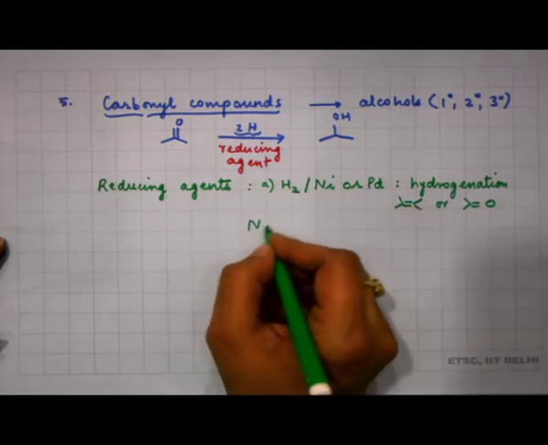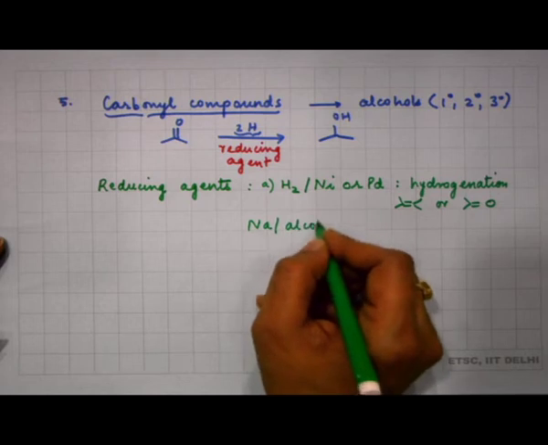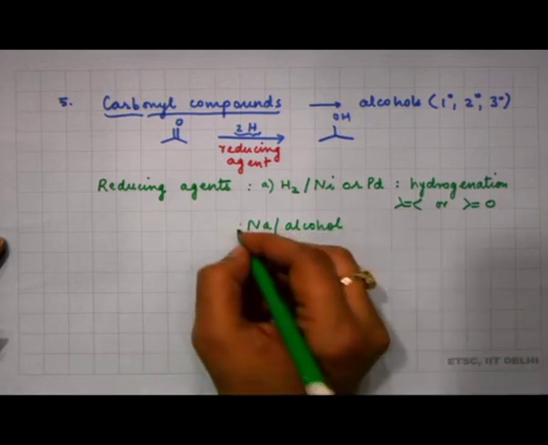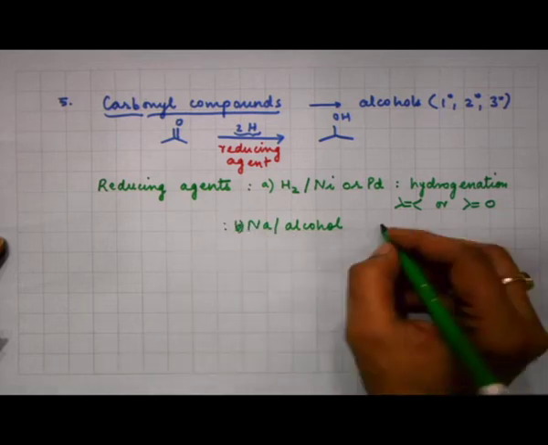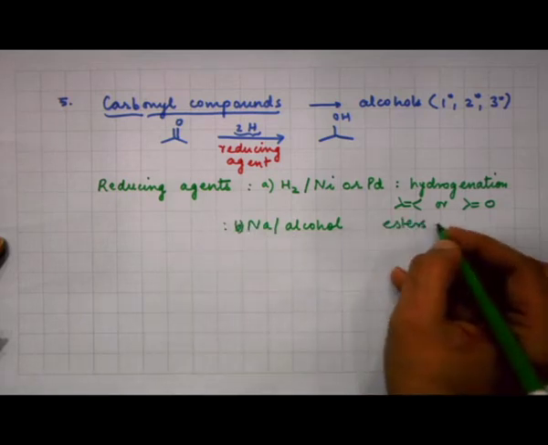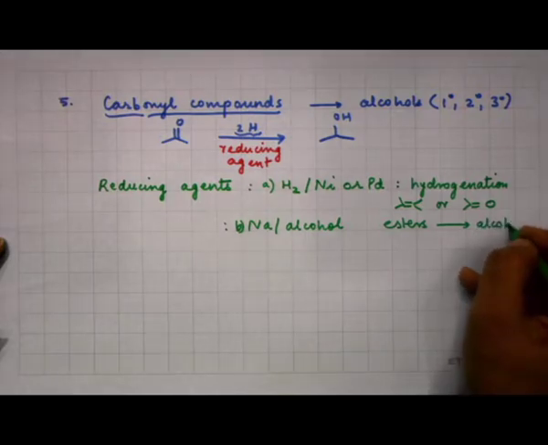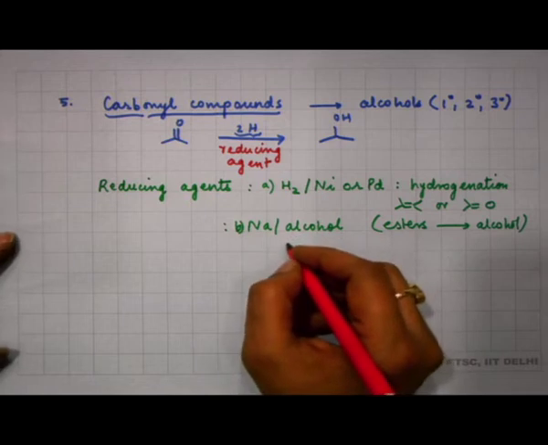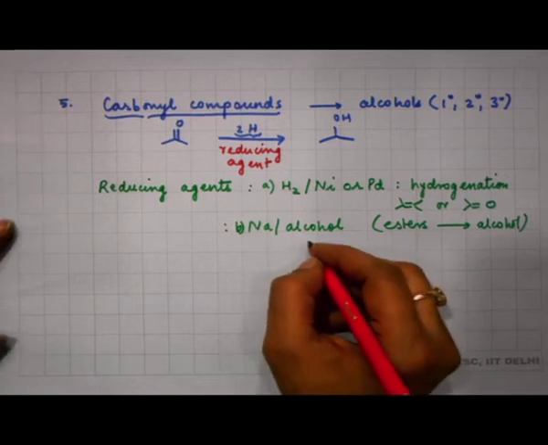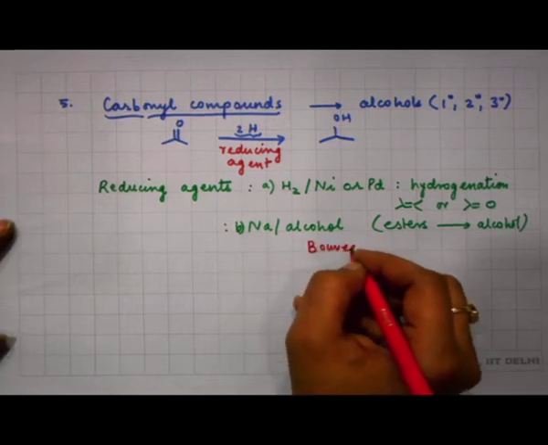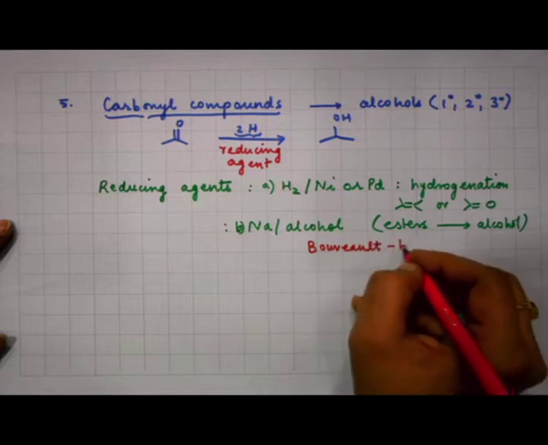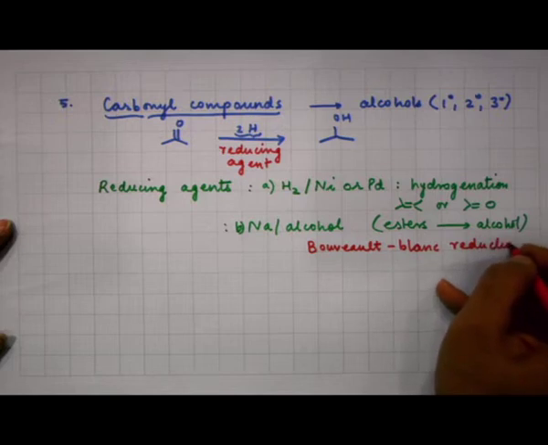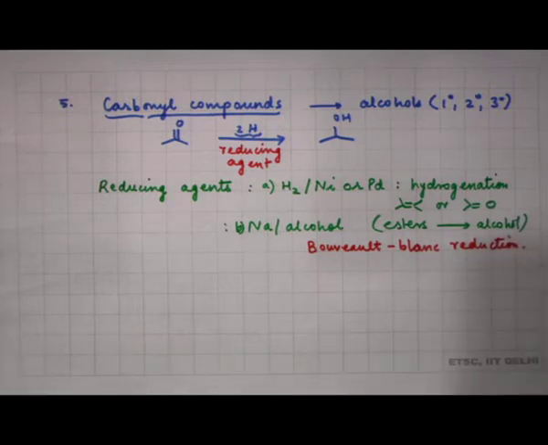You can have sodium alcohol. Sodium alcohol is used to carry out the reduction of esters into alcohols, typically to convert esters into alcohols, and for this particular reagent we have a name reaction which we call the Bouveault-Blanc reduction. So, the reduction of esters to alcohols using sodium alcohol is called the Bouveault-Blanc reduction.